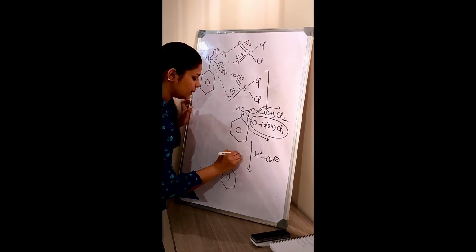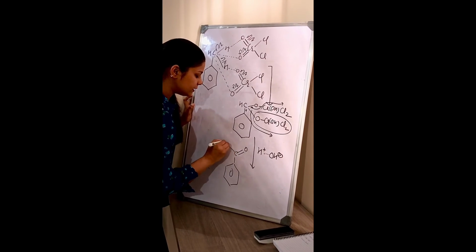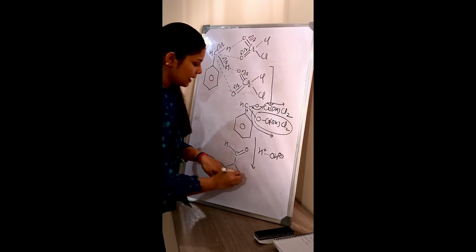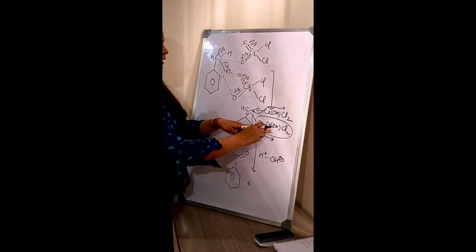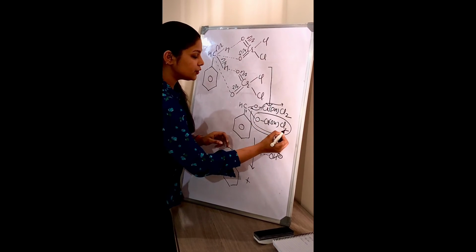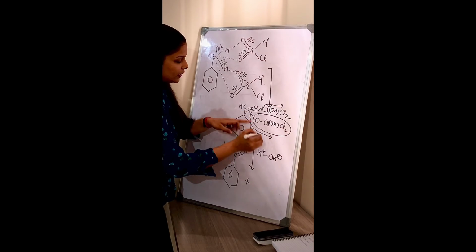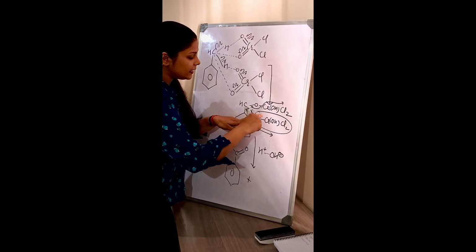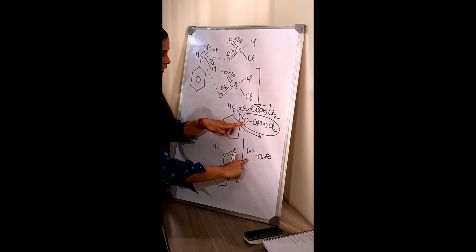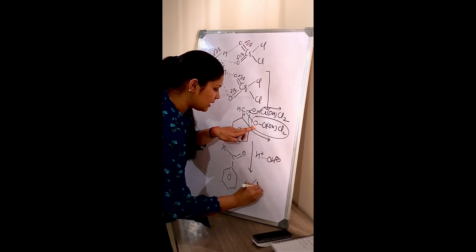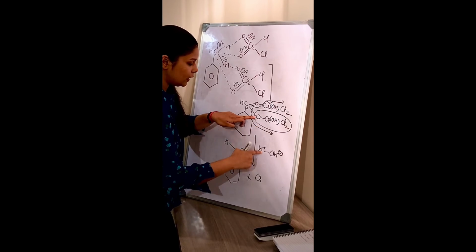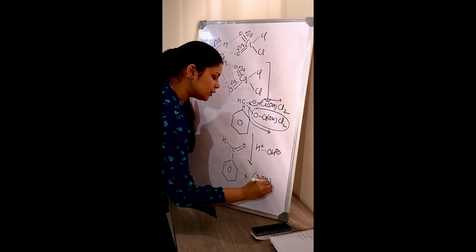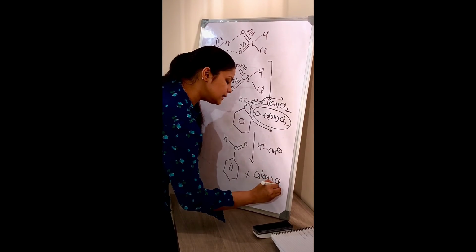C double bond OH. This is benzaldehyde, and the byproduct is CrOHCl2. If this group leaves with the electron, that means it has negative charge. Then the negative charge will bind with this oxygen and form CrOH and again OH. So OH twice and Cl2.